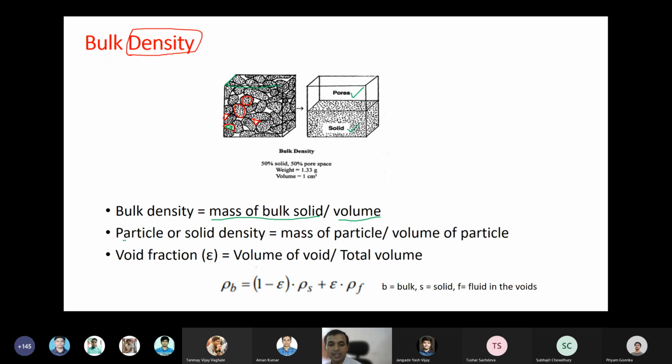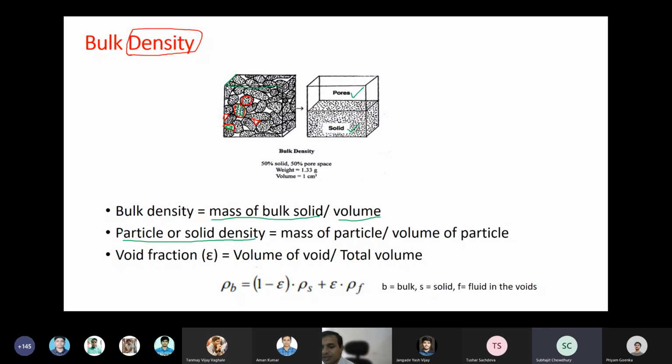Now, solid density is different. Solid density is the mass of one solid particle divided by the volume of that one solid particle. So, will bulk density always be higher, or will particle density be higher? Can anyone say?